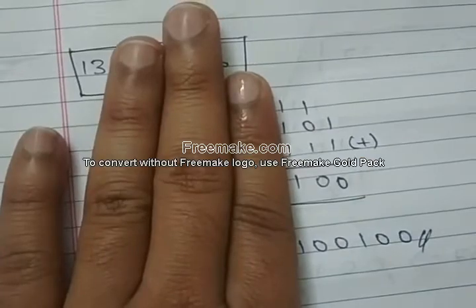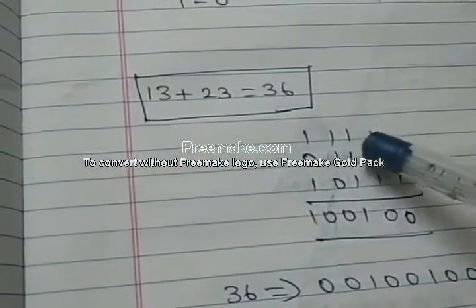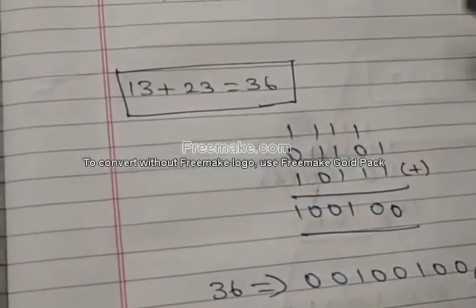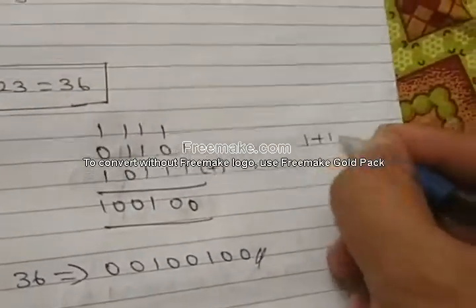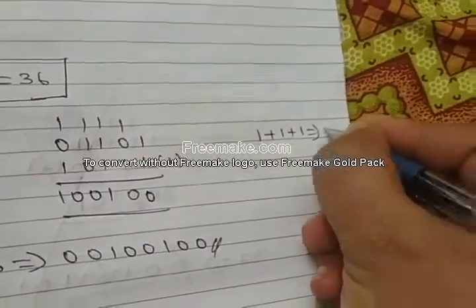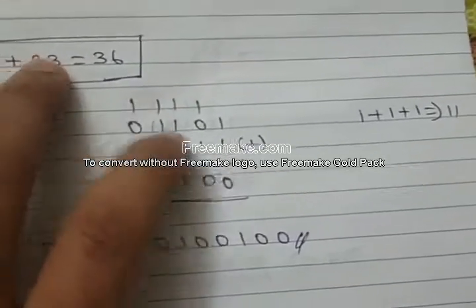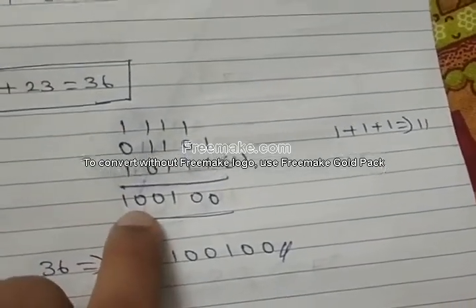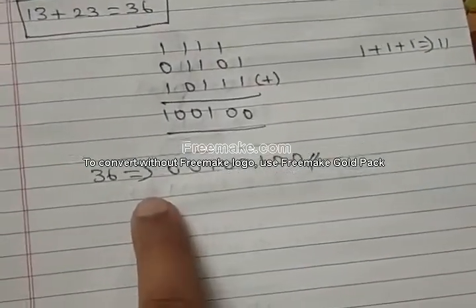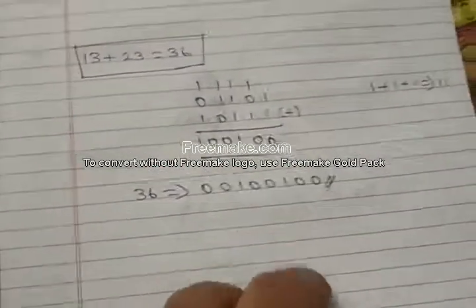Okay, don't confuse it with 1 plus 1 alone. 1 plus 1 plus 1 is 1 1. Okay, I will write down here. 1 plus 1 plus 1 is equal to 1 1. So write down 1 here, another 1 on the top. So 1 1 1 0 1 0. That's all. So the binary number of 36 is 0 0 1 0 0 1 0 0.